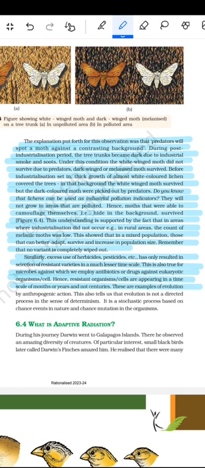These are the examples of the evolution by the anthropogenic action. This also tells us that evolution is not a directed process in the case of determinism. It is a stochastic process based on the chance event in the nature and chance mutation in the organism.